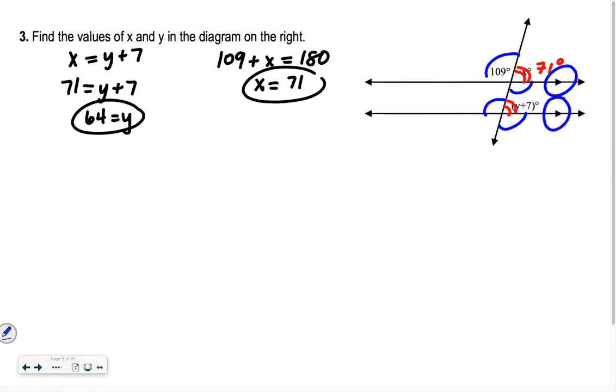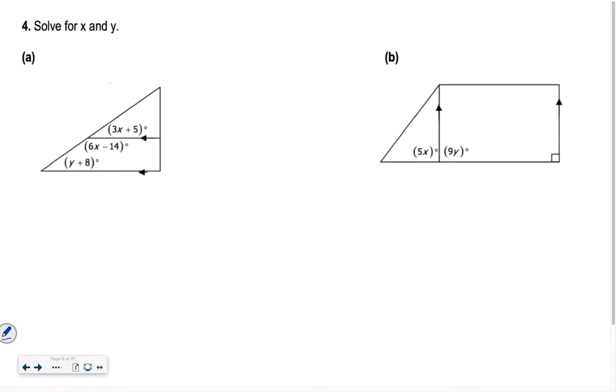If we don't have the arrows, we can't say that all those alternate interior are congruent, alternate exterior are congruent. We have to have lines that are parallel. All right, so do we have lines that are parallel?